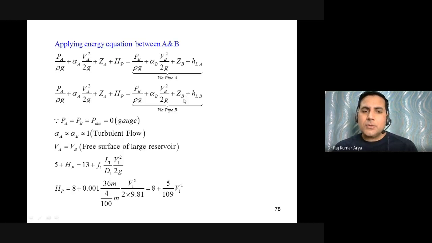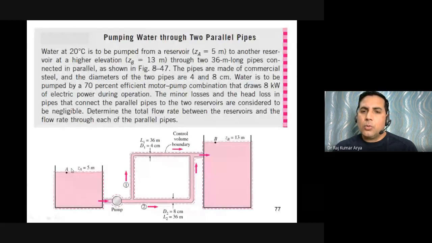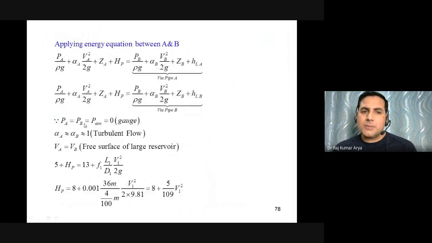Right? So now in this case, what you have here, both the tanks are open to atmosphere. So pressure at point A, PA, equals PB, equals P atmosphere. And if you want to write in terms of gauge, that would be equal to 0. So that's what I wrote here: PA equals PB equals P atmosphere equals 0 in terms of gauge pressure.